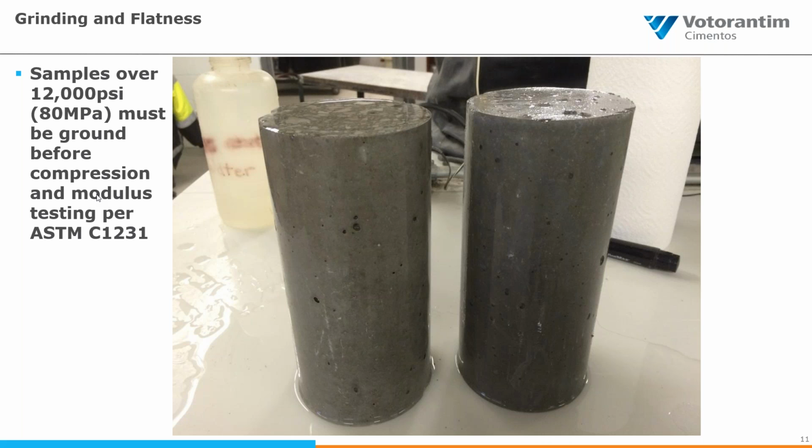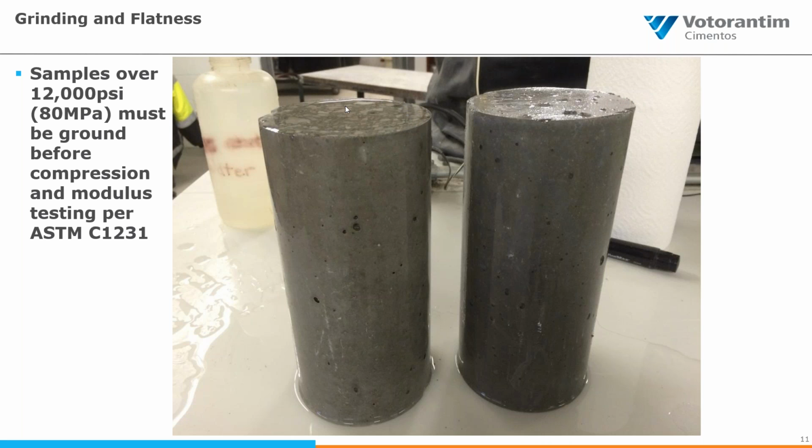ASTM can be circumvented slightly if the producer were to label the mix design well under the actual design criteria. So if you were to label it, say, an 8,000 PSI mix, you technically don't need to grind it. But in order to achieve the flatness that we have found, we strongly recommend, and we grind all of our specimens here at Prairie. You can just kind of see here, it's not a great picture.